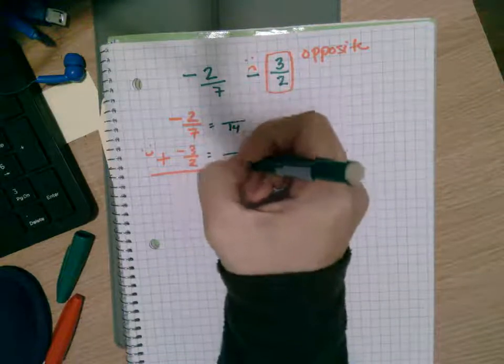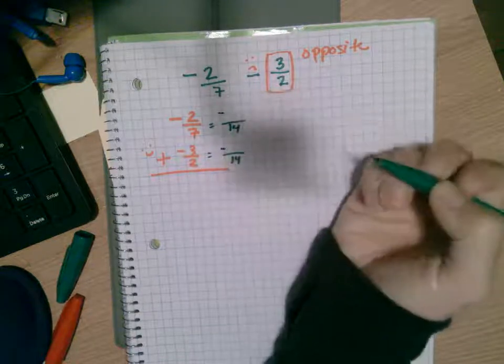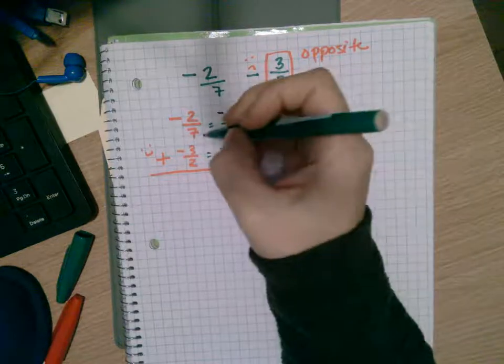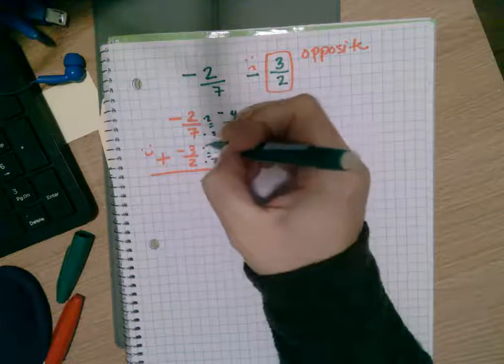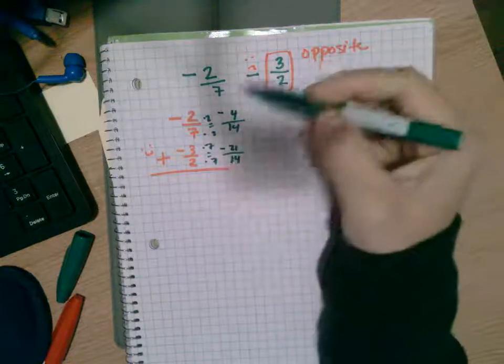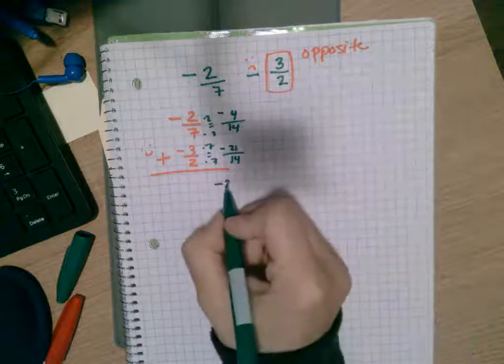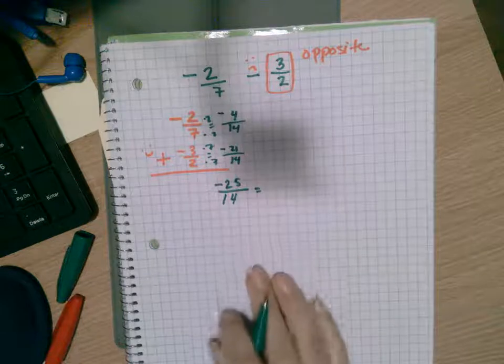14, right? And then carry those negatives with you. Do not ignore the negatives. They stay with you forever. Not really. Times 2, times 2 gives you 4, times 7 gives you 21. So I have negative 4 plus negative 21 gives you negative 25 over 14, which is equal to what?